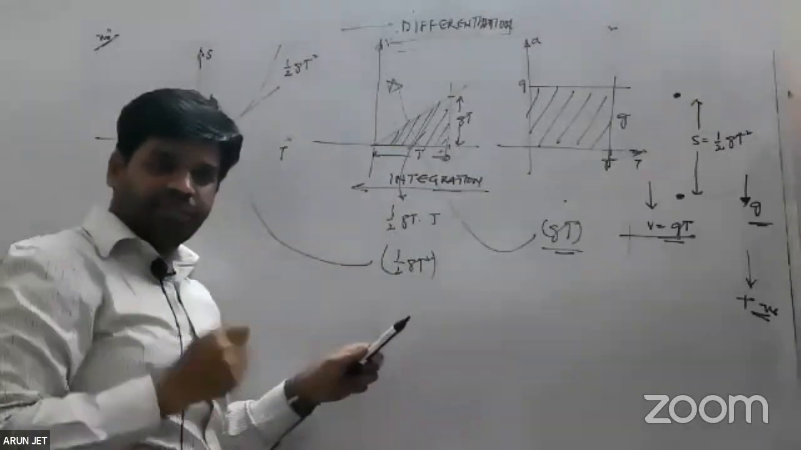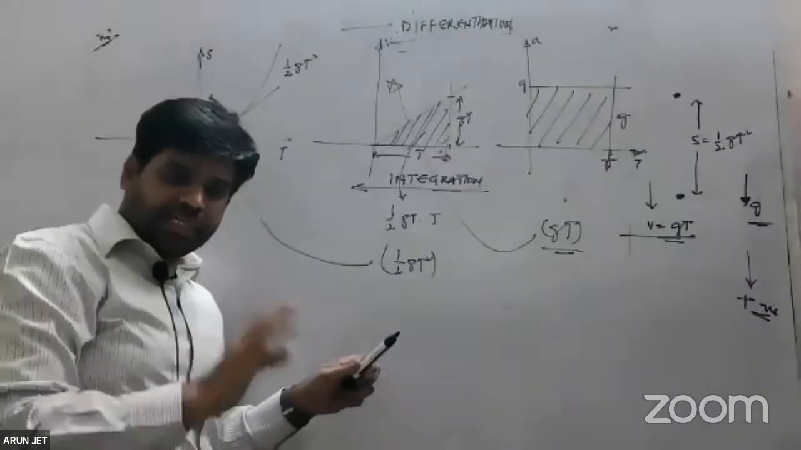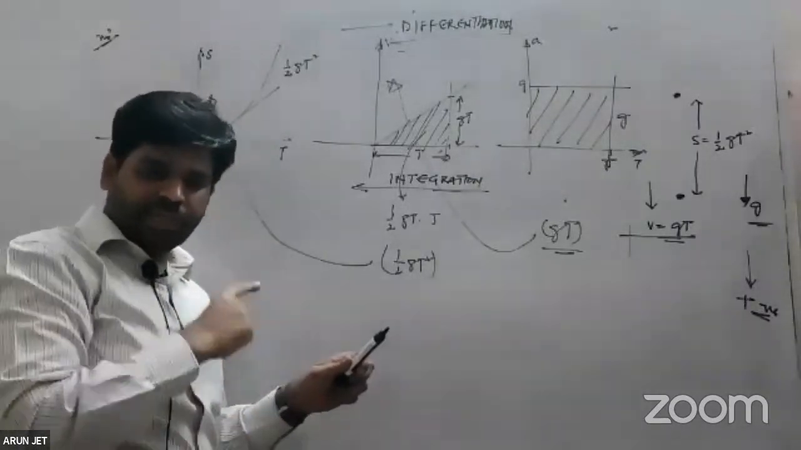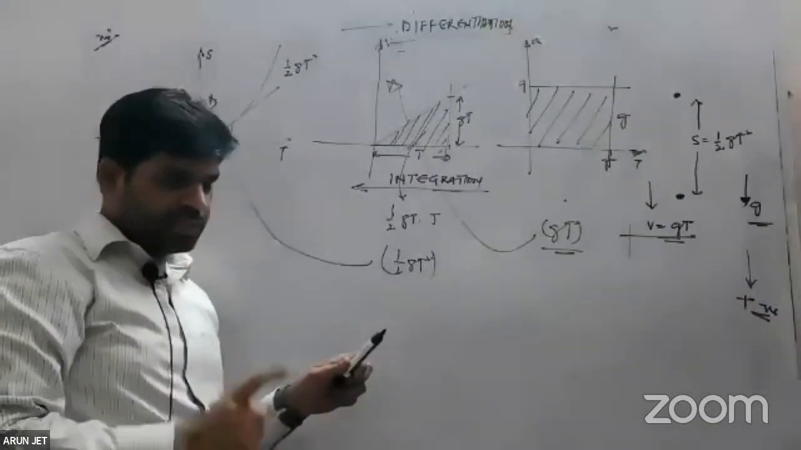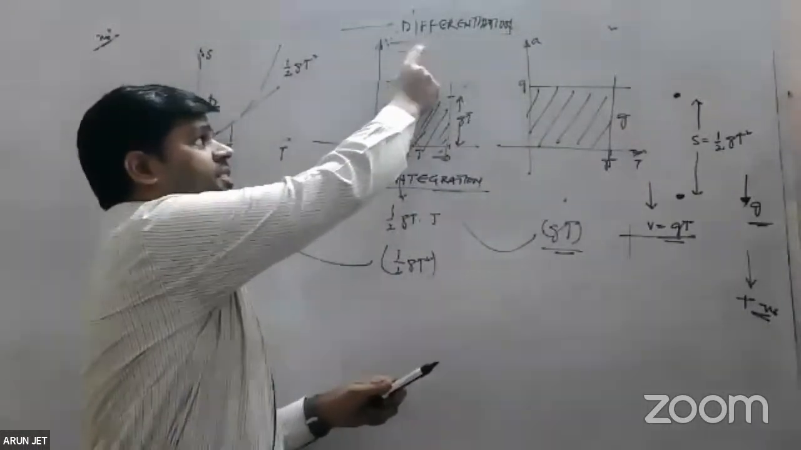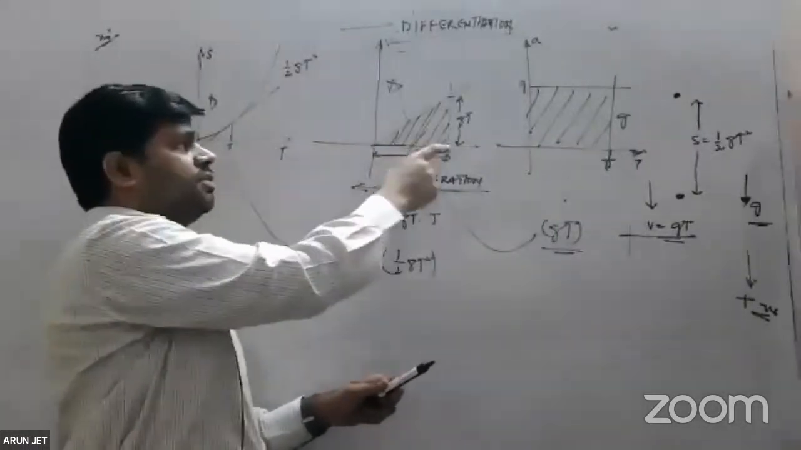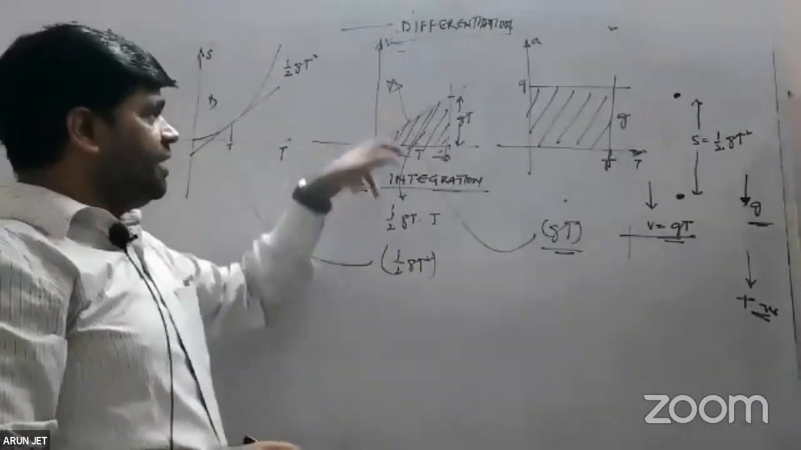All that we have to do is extract the information using a mathematical tool. The mathematical tool which you're using to extract the information of the motion from the graph is calculus. If I want to extract velocity and acceleration from displacement, I use differential calculus, differentiation. Slope of the s-t graph is v. Slope of the v-t graph is a.